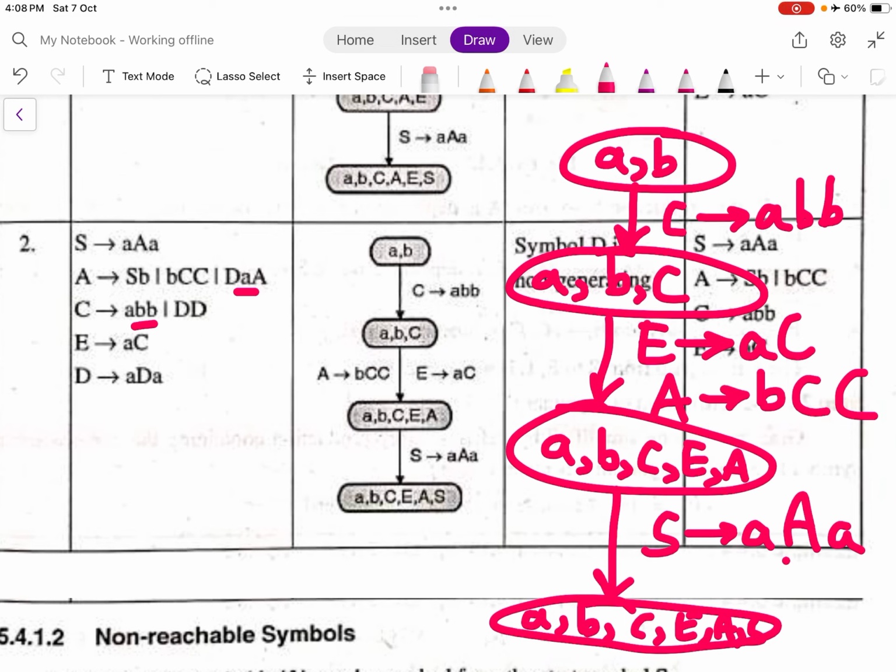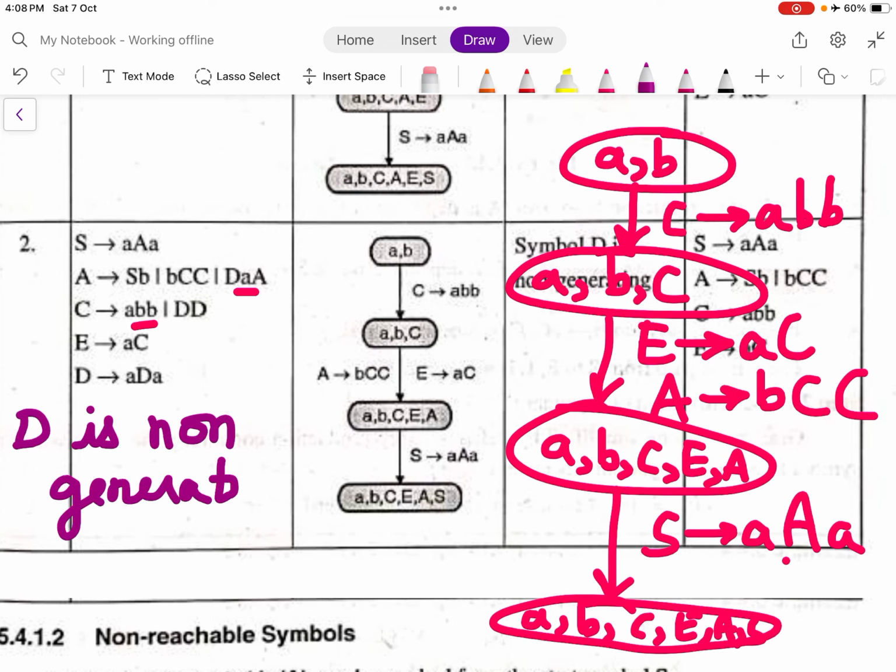Now we observe that D is non-generating because in the entire flow we did not find D. So for the simplified grammar, we remove wherever we find a D. This will be removed, this will be removed.